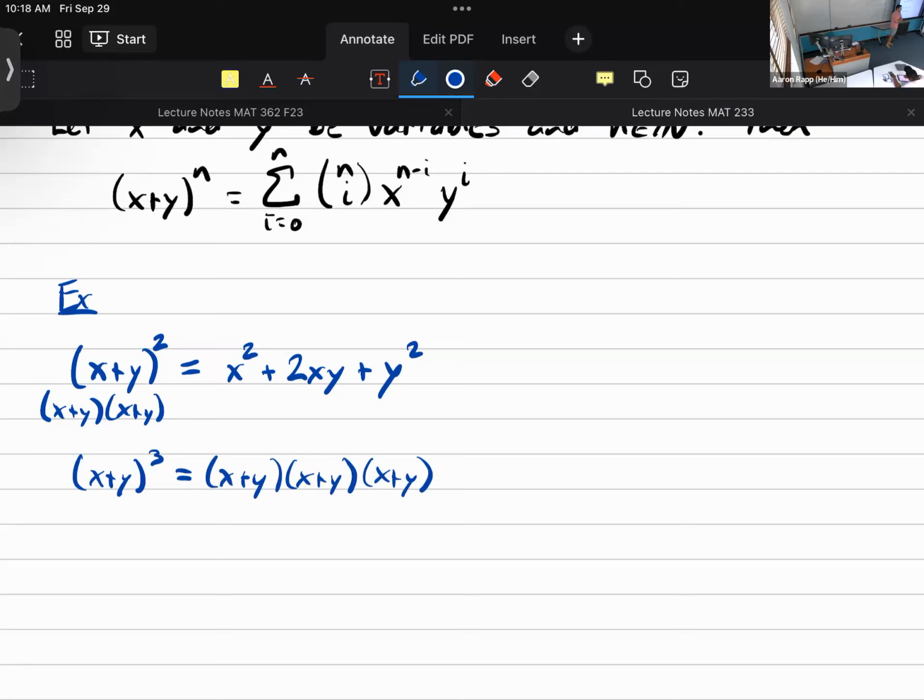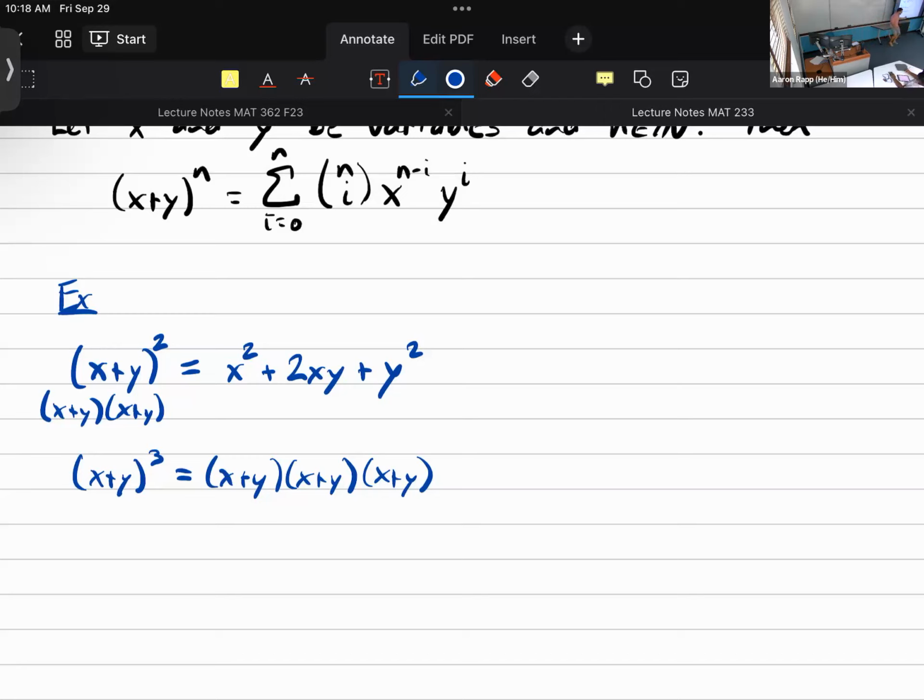How does this work? So one thing I could do, and probably what you're taught early on in algebra, is to say, well, I already know what x plus y times x plus y is. I'll substitute that in and then just multiply by x plus y. And that's very, very valid. That's going to limit our perspective.